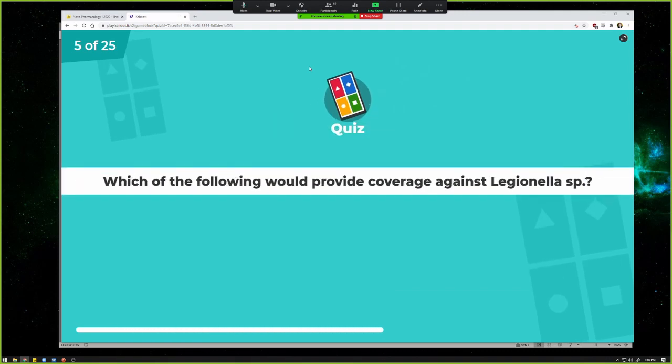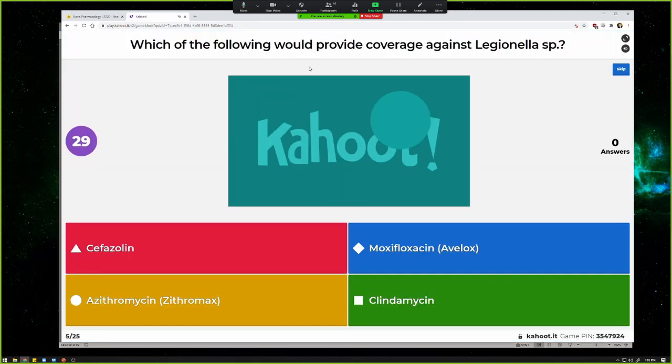Which of the following will provide coverage against Legionella? So we're going back to our pulmonary stuff here. We have cefazolin, moxifloxacin, azithromycin, or clindamycin.